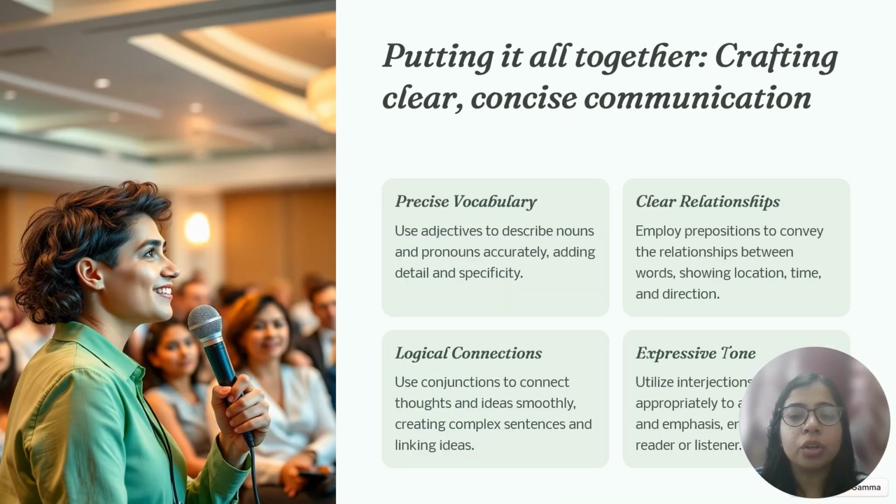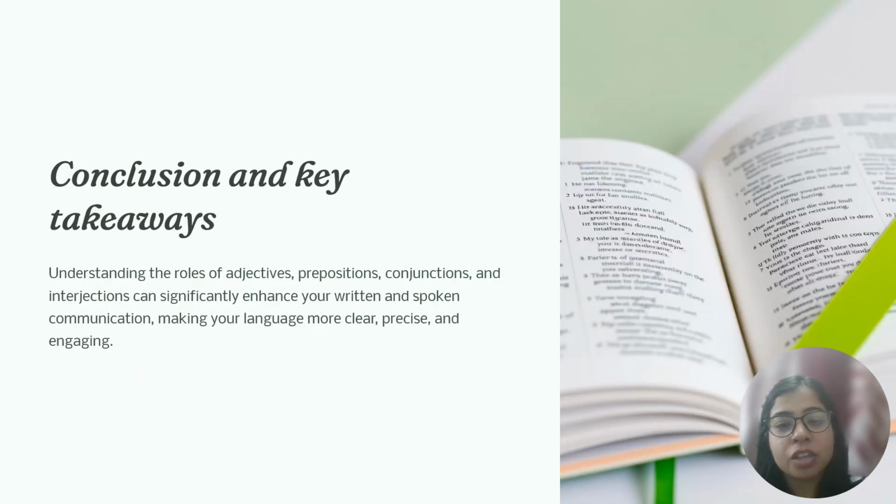Now putting it all together, crafting clear and concise communication. When we use all the rules properly, we have precise vocabulary, clear relationships, logical connections and expressive tone. So here I end module 3, and with module 3 our unit 1, which was word skills, has ended, in which we studied suffixes, prefixes and all the 8 parts of speech. Thank you very much.